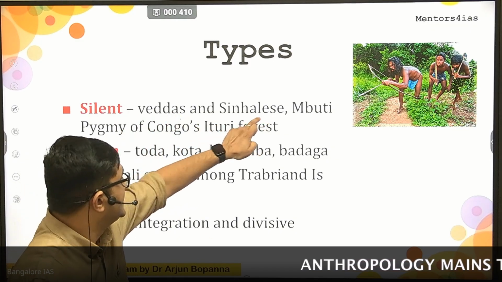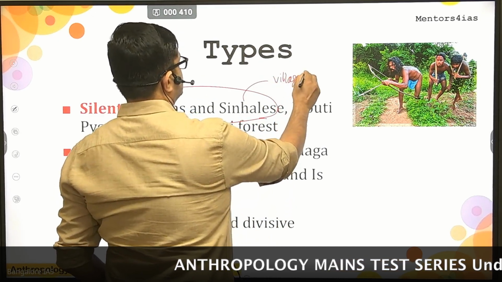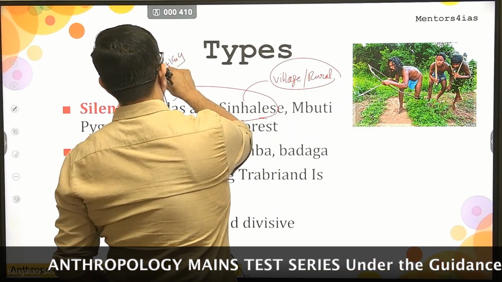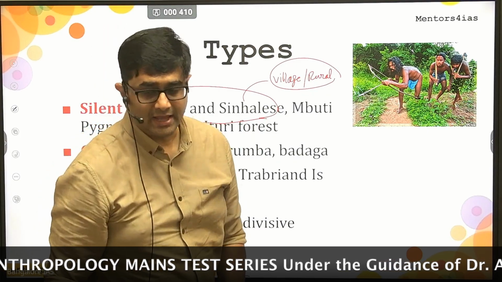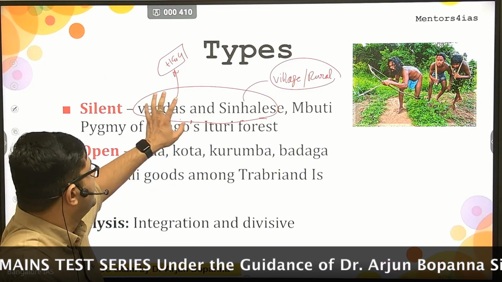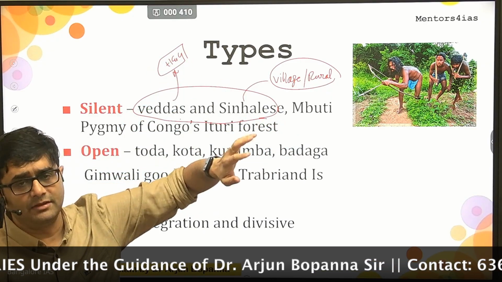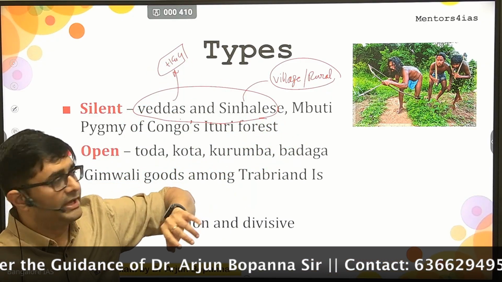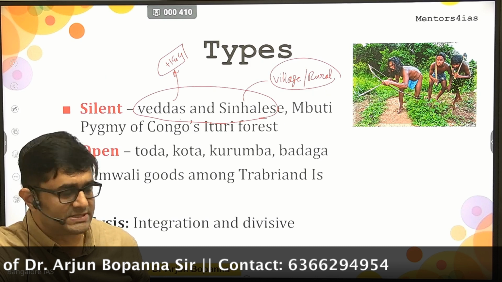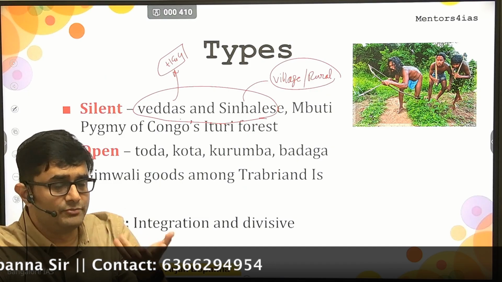For example, the Vedas and Sinhalese. Sinhalese are a village, that is, rural community, whereas Vedas are a hunting and gathering community. So the Vedas hunt different animals and gather forest produce, etc. The Sinhalese grow food grains, and they might have cattle from which milk is there. So the exchange happens between them, but without any means of communication. Verbal communication does not happen here.